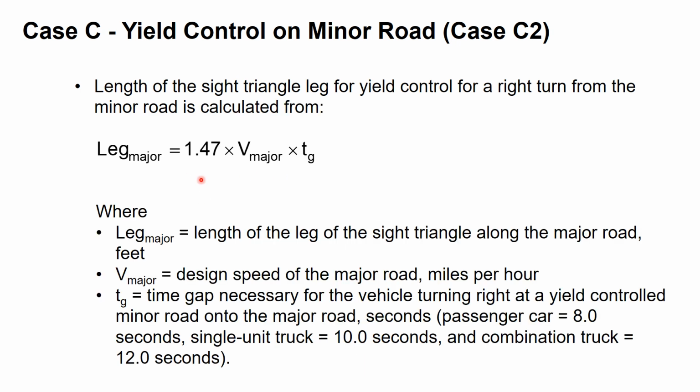We have our same equation, 1.47 times the design speed of the major road times the time gap. And in this case, we're told that for a passenger car, it's 8 seconds, single unit truck 10, and a combination truck 12 seconds.